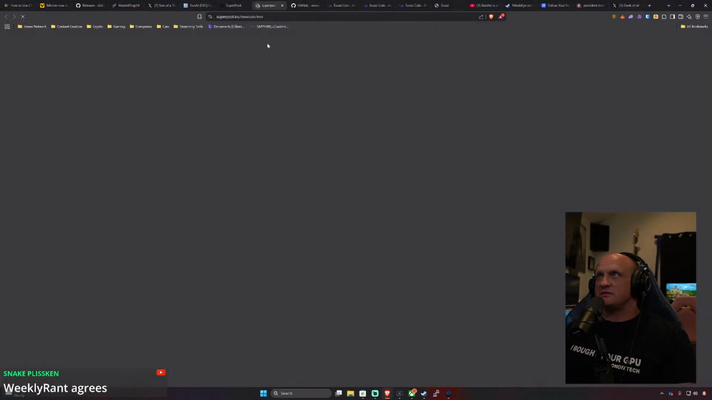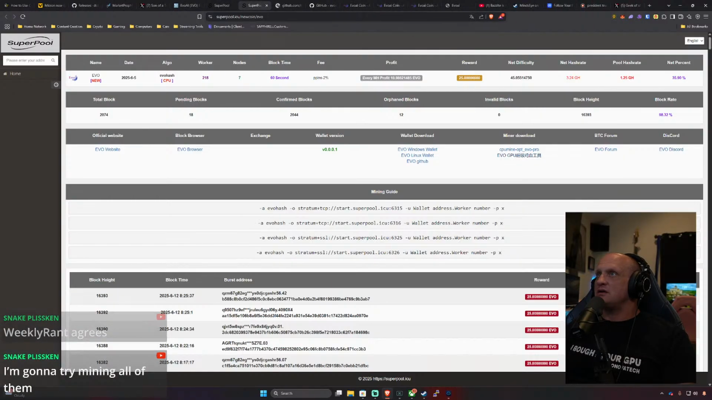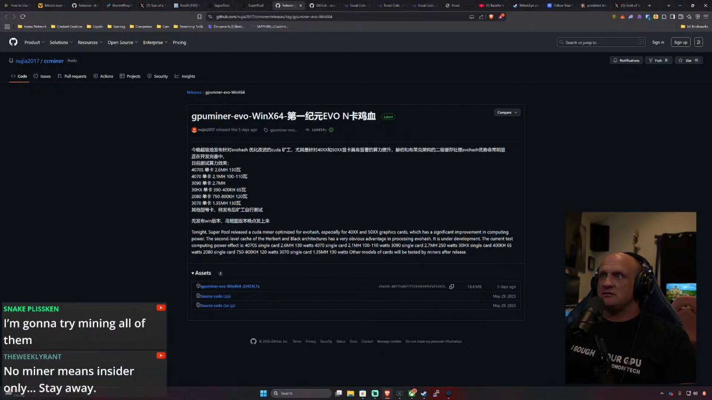If I say start mining, what does it open? New coin Evo. Evo hash. Okay, but where's the miner? Miner download. CPU. Evo GPU. GitHub. CUDA miner for Evo hash. So this does seem like a new algorithm.